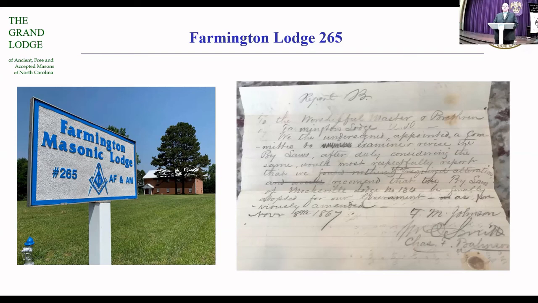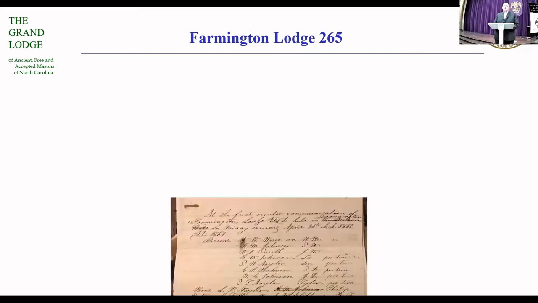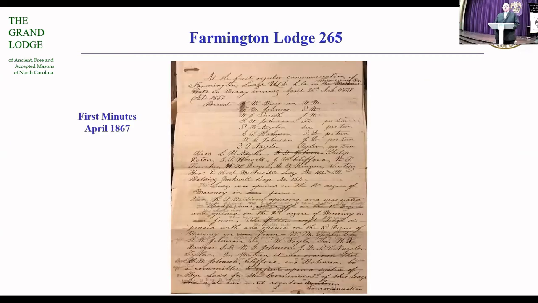And what I have here on this slide, we see here, this is a handwritten report. And this is of the bylaws committee from their lodge when they were forming the lodge. And we see that Bahnsen signs on the bottom as one of the members of their bylaws committee. And when we look here at their first set of minutes in April 1867, we see that Bahnsen served as a senior deacon pro tem for their first meeting that they have there.